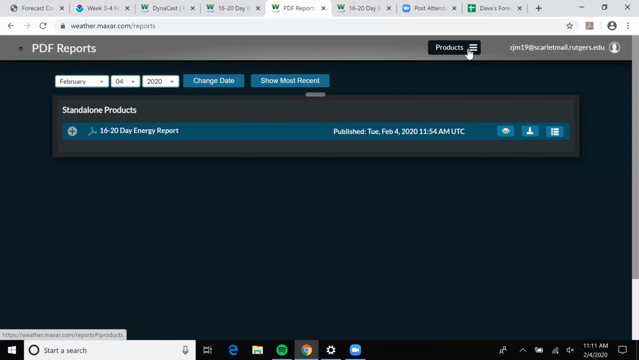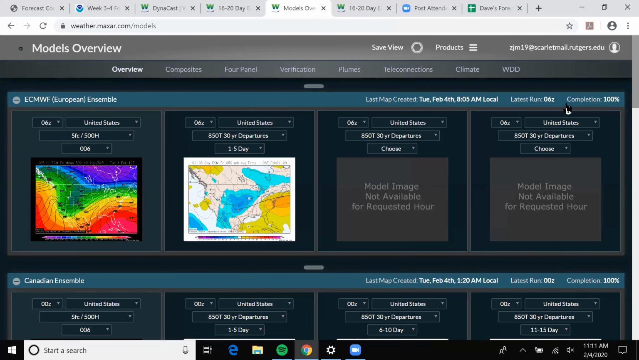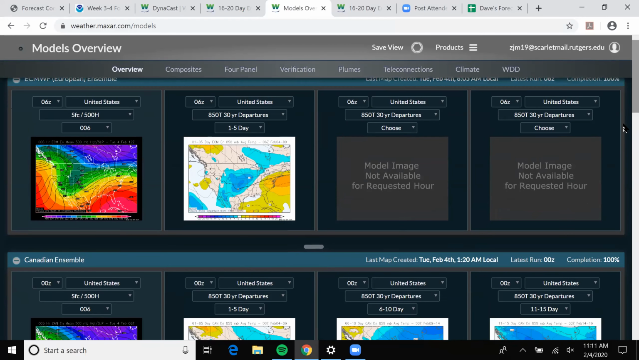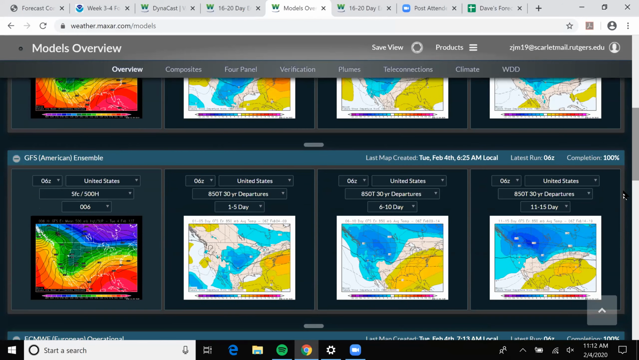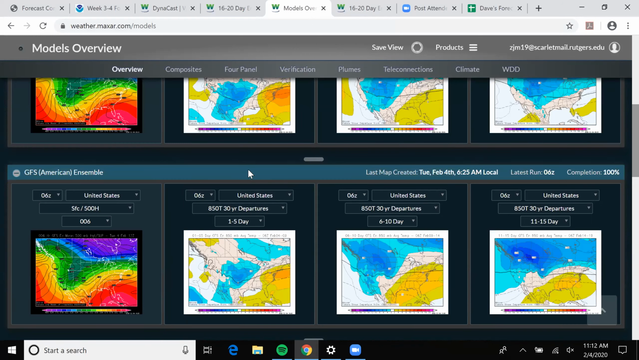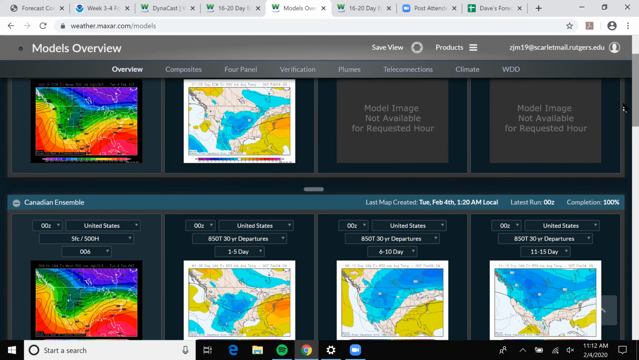So finally, if we come back to the page one more time, we can go to this models section. And this is probably the most useful and complex tool on the website. We have basically 8 tabs or so with all sorts of data that you can look at. On this page, for example, you can look at ECMWF data, Canadian ensemble, GFS ensemble, ECMWF operational, all sorts of things like that. You can adjust forecast hours, regions of interest, the days, what metric you're looking at.